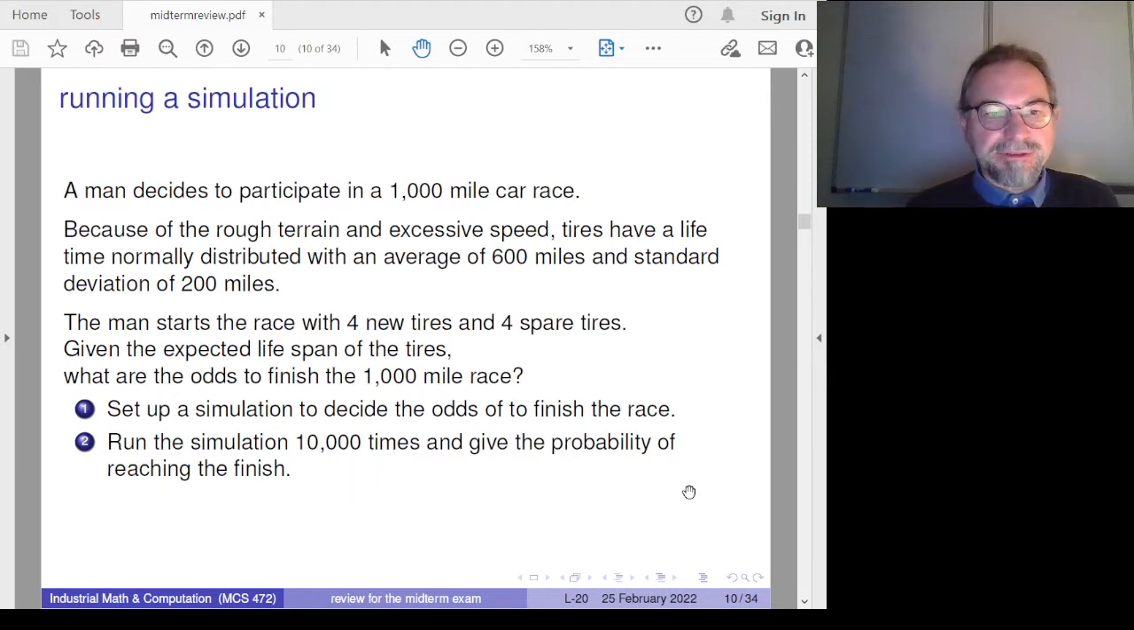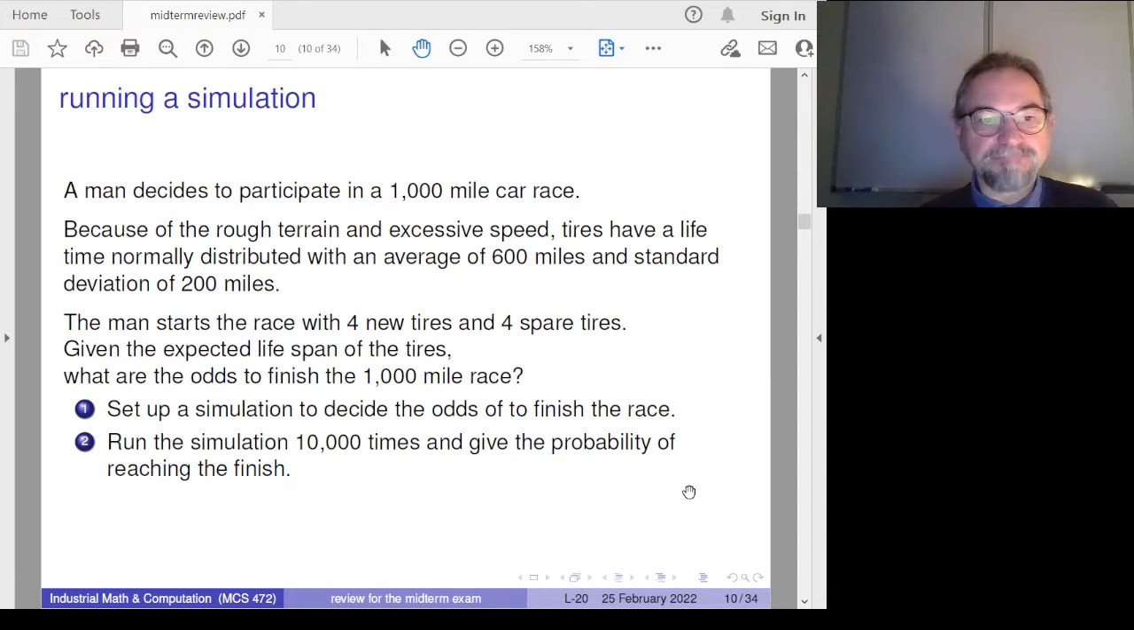Okay, so now simulations and lifespan. There is a race, 1,000 miles. The race is kind of excessive, and imposes stress on the tires. So under those circumstances, tires only last for 600 miles, and the standard deviation is 200 miles.